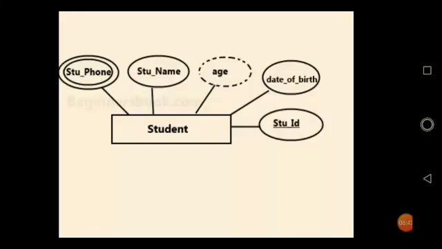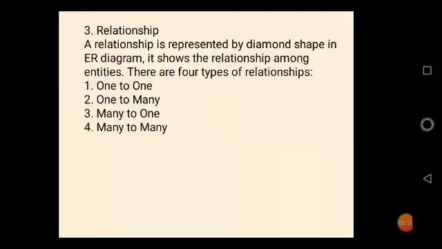Then student name, and a double ellipse is given for student phone number, which means he has one or more phone numbers. So that is a multi-valued attribute. Multi-valued, from the name itself we can say, many values.